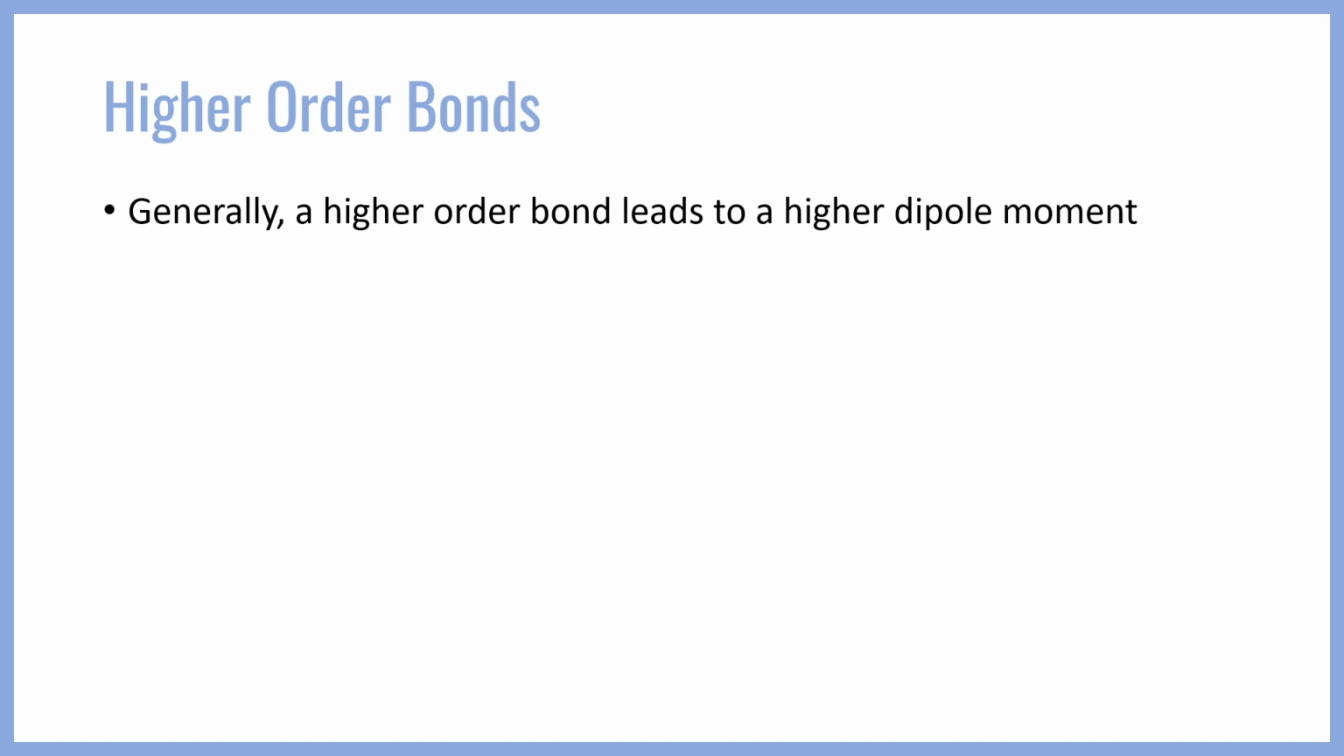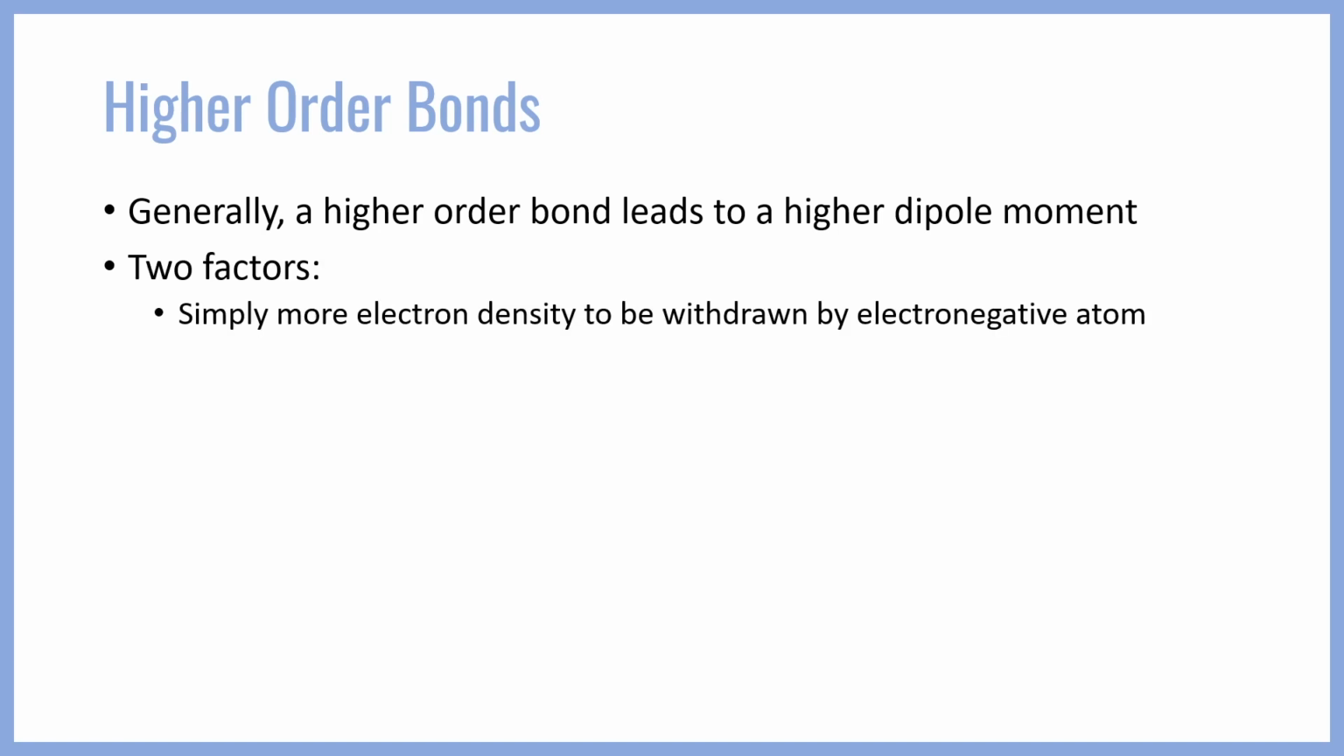A different factor, which also has a profound impact on bond dipoles, is the order of the chemical bond. In general, the higher order bond, a double or a triple bond, is going to have a higher dipole moment than a single bond. Now, there are two reasons for this. The first is that there's simply more electron density to be withdrawn when the two atoms are participating in higher order bonds. We're no longer just dealing with 2 electrons, but 4 or 6 in the case of a triple bond. So the more electron density that can be pulled by the electronegative atom, the bigger the buildup of partial charges you can get.